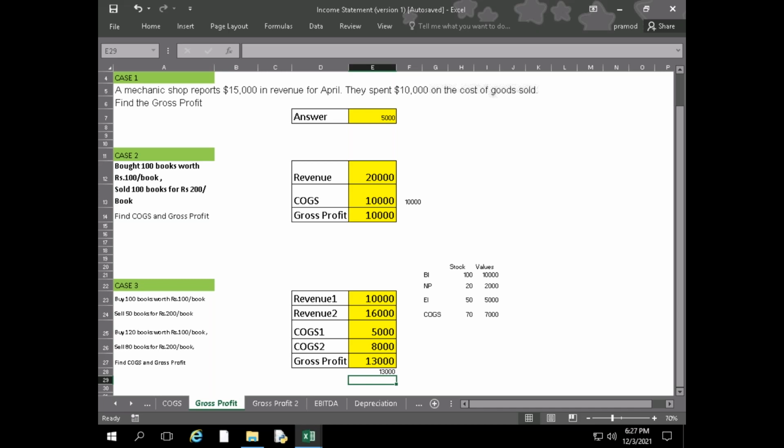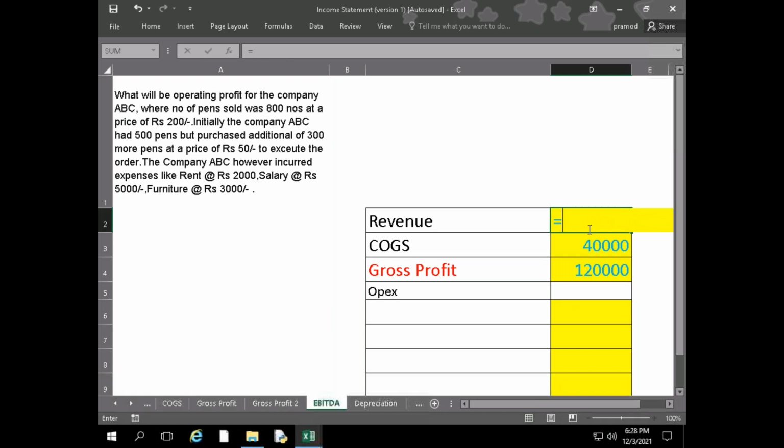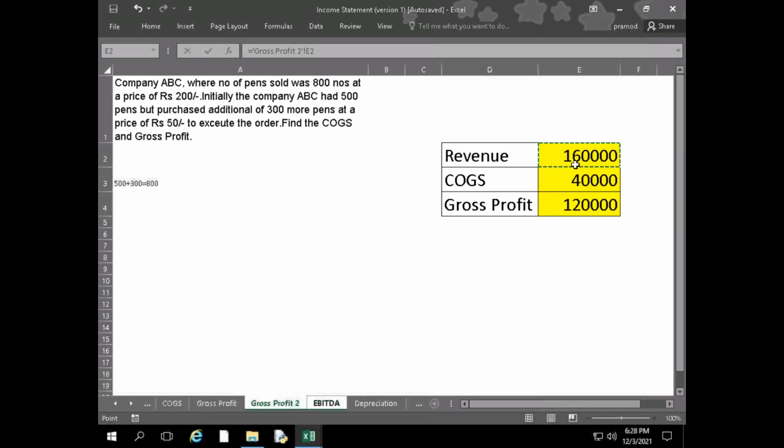Sir, for the EBIT page, what is the EBITDA, sir? Is it 1,10,000? Obviously, sir, to calculate the value of EBITDA we have to take gross profit. For the EBIT page, we have to take that gross profit from the previous page. So how do we take that, sir? Equals, again we go to that gross profit and press enter, sir. Yes, select that revenue and press enter.